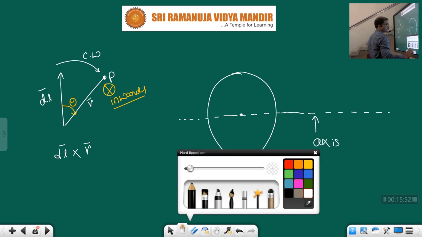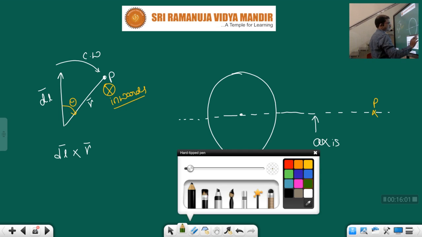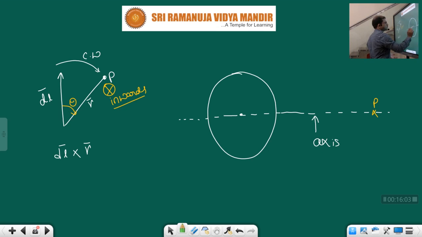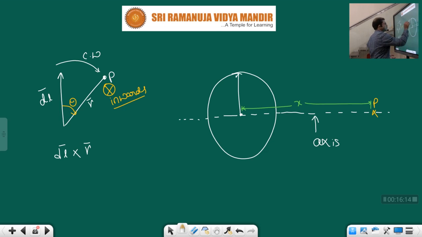Along the axis at some point P, I can see some point P is there, which is at a distance of x. And the radius of this circle is what, children? R. Okay. See children, like I took dl, here also I am taking some dl.